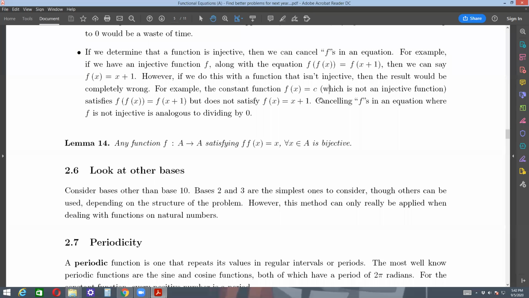All right, so just a note here, canceling f's in an equation where you don't know that f is injective is basically the same as dividing by 0.